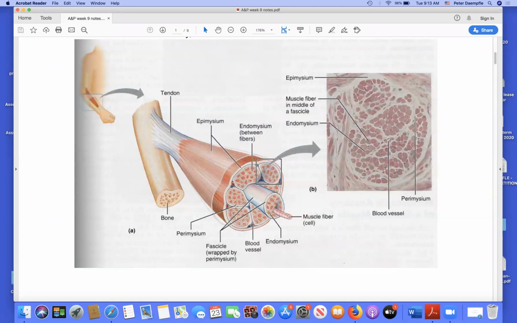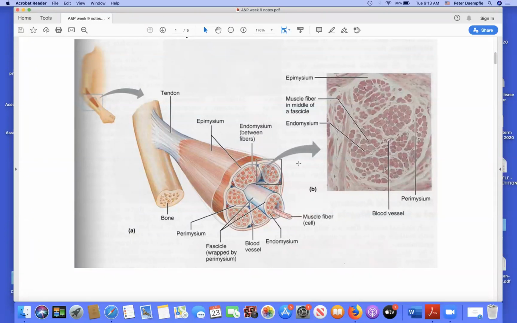What's the muscle made of? It's made of bundles of muscle fibers. All right, bundles of muscle fibers. And these bundles, that's one bundle. Look, that's another bundle. That's another bundle. That's another bundle. Each bundle is known as a fascicle, all right? This is a fascicle on the microscope slide. This is a fascicle, this is a fascicle, this is a fascicle.